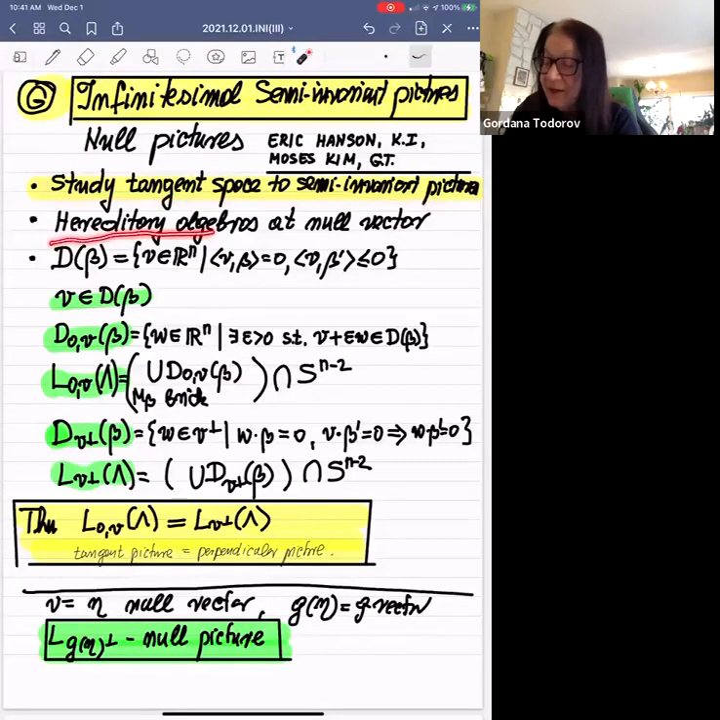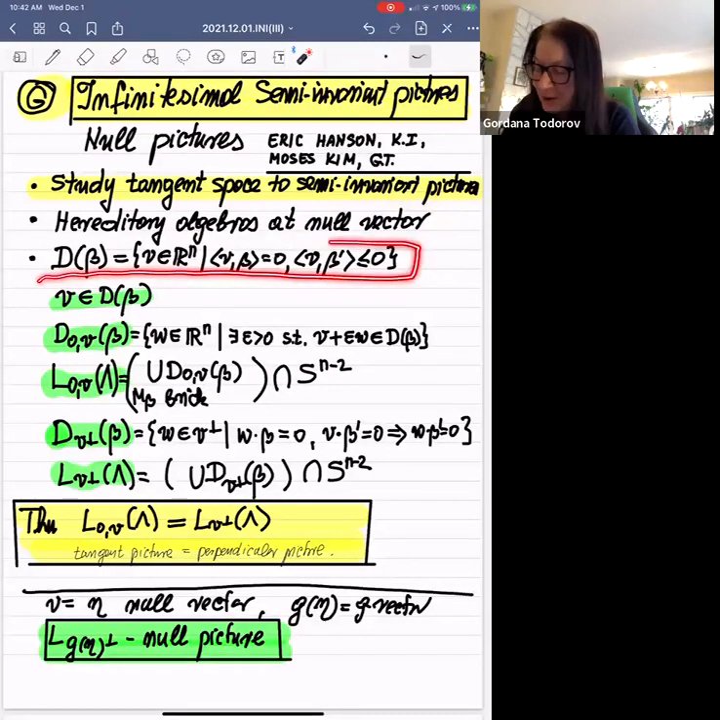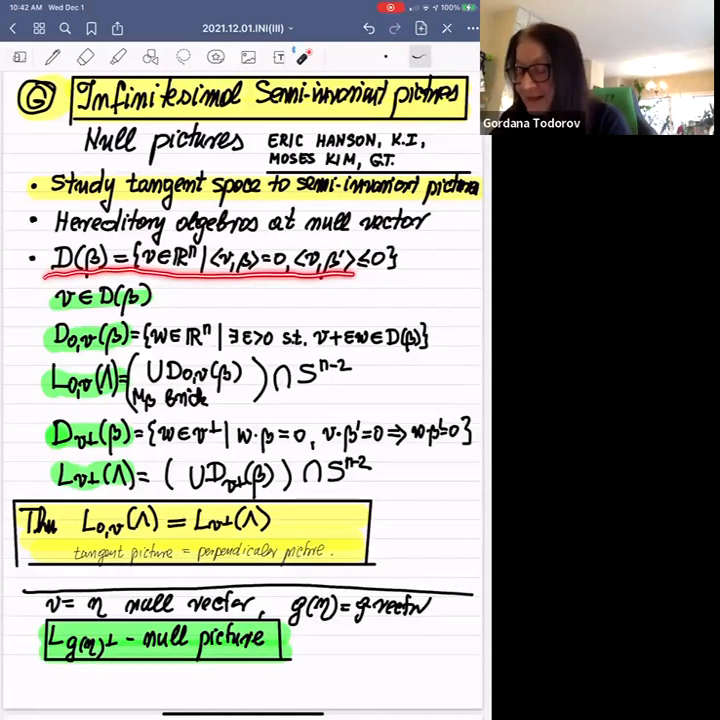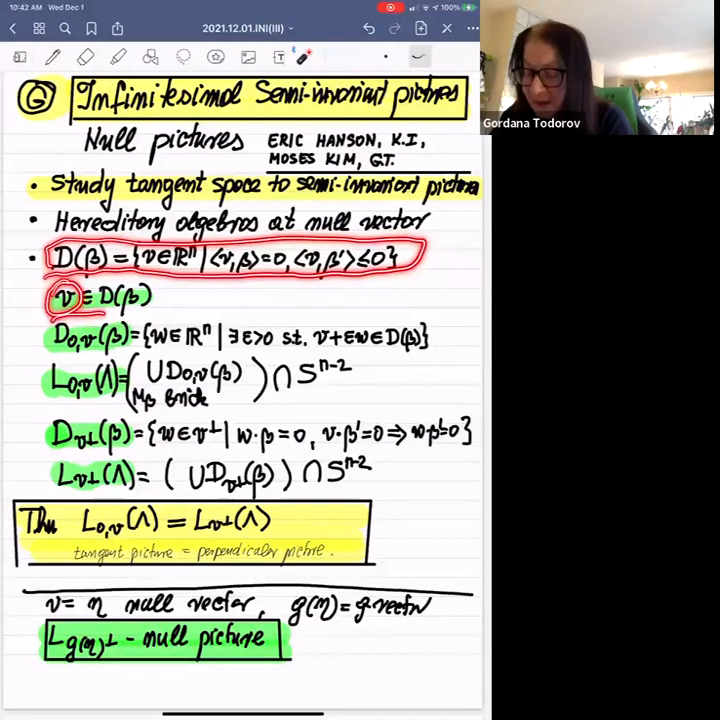So we are looking at hereditary algebras and at null vectors. So it will be the tangent space at a null vector. Now, again, here's the definition that we always talk about, D beta. This is the standard definition of the walls that we always look at, with Euler product being 0 and Euler product less than or equal to 0. But now on this D beta, we want to look at a particular v, any v, but actually our v will be our null vector. So we want to look at v in D beta and look locally at what happens around v.